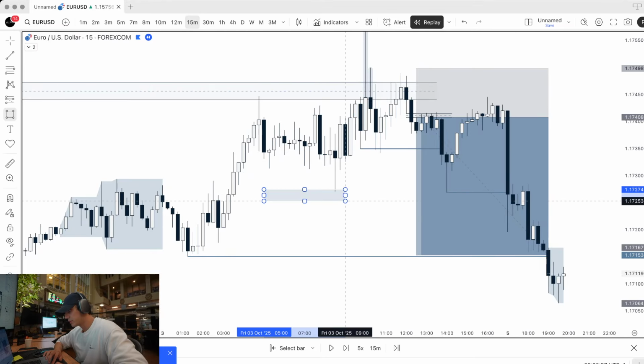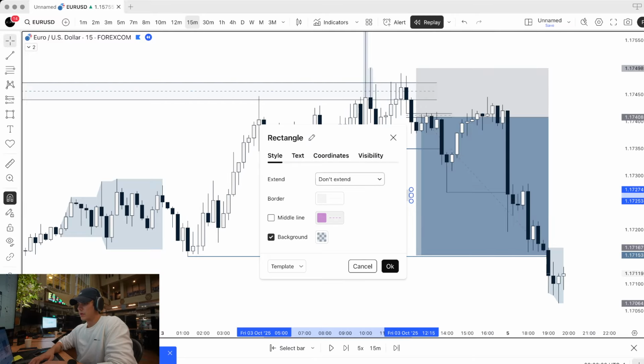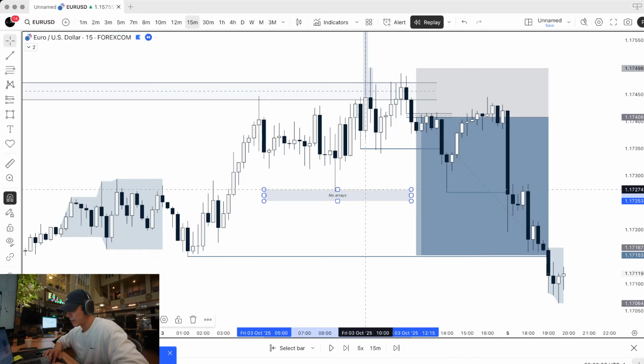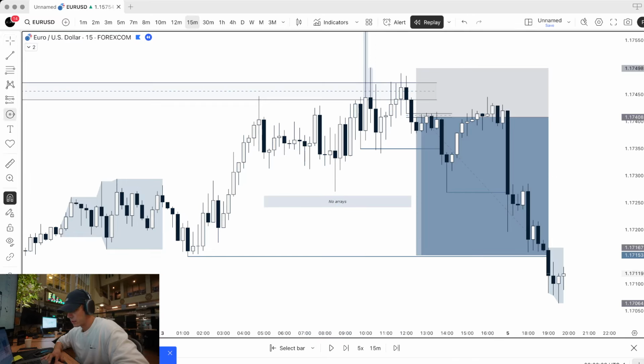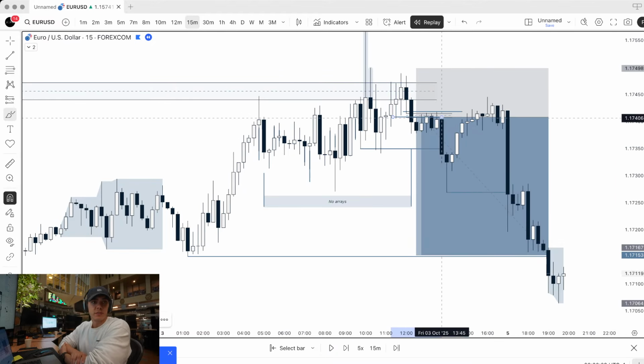Up until literally this candle here, you can see that there are no arrays, right? No arrays in this entire range right here. All of this. No arrays whatsoever. No imbalances, nothing. Everything is closed. Closed, closed, closed. Wicks, wicks, wicks. Everything's closed here. And then the moment it opens up is the moment you can start being a little bit more aggressive, right?